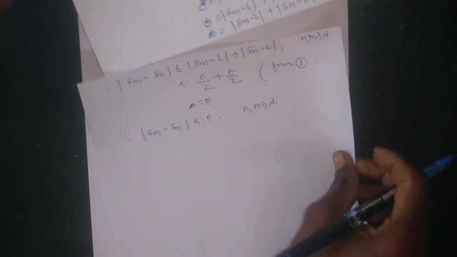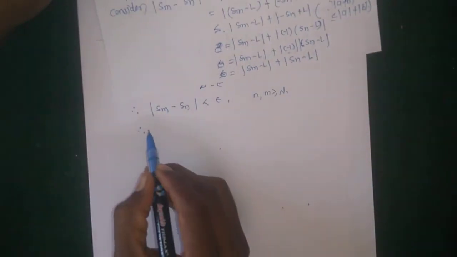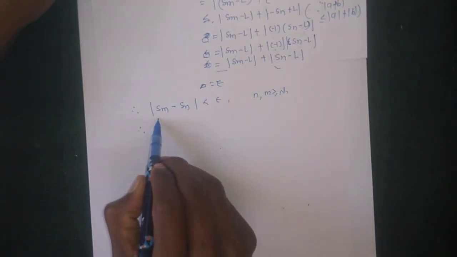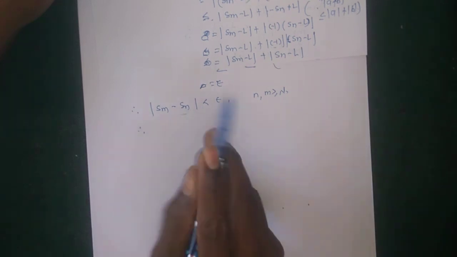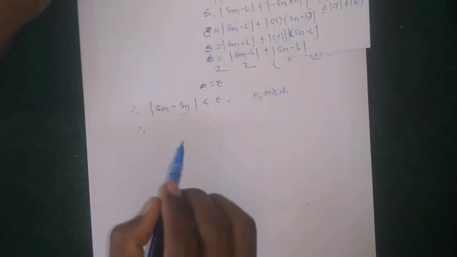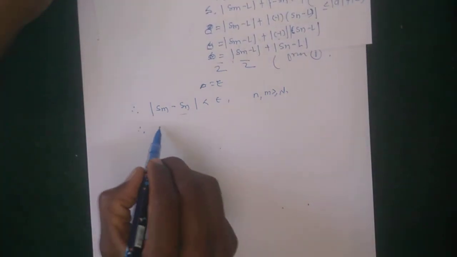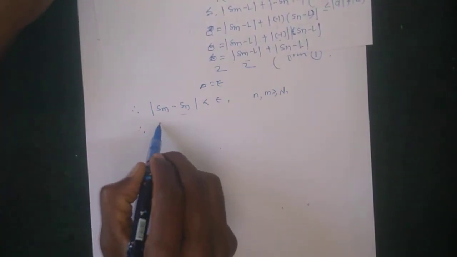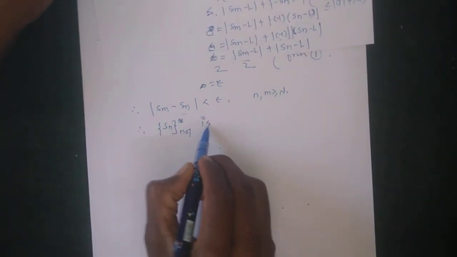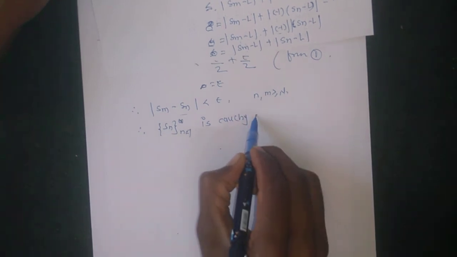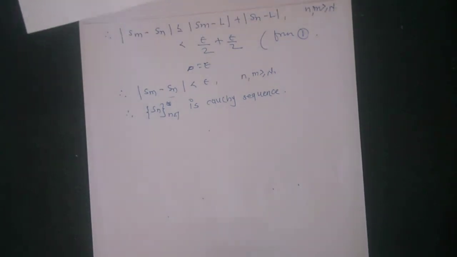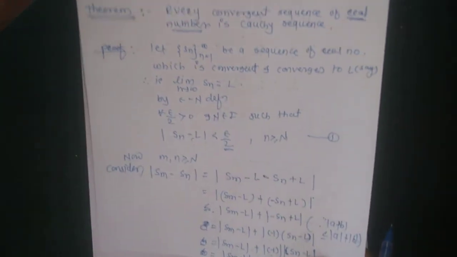and therefore the given sequence Sn is a convergent sequence, and this convergent sequence satisfies the condition that the distance between two terms of the given sequence is less than epsilon, and therefore the given sequence Sn, where n runs from 1 to infinity, is a Cauchy sequence. Okay, this is a very important theorem for university exams.